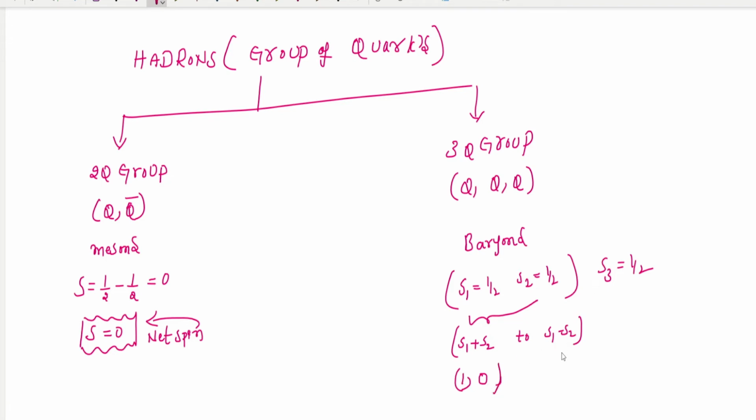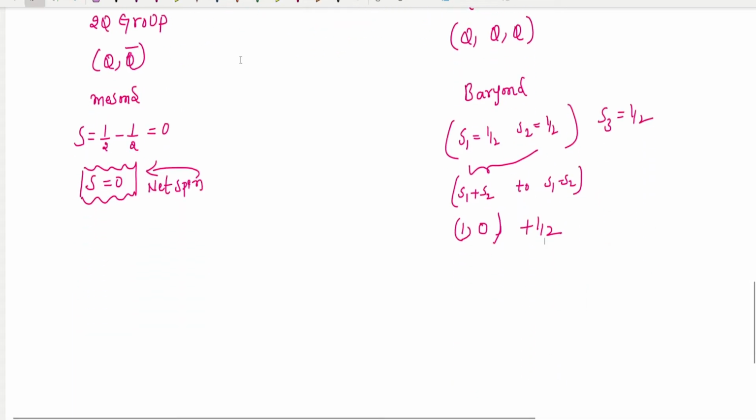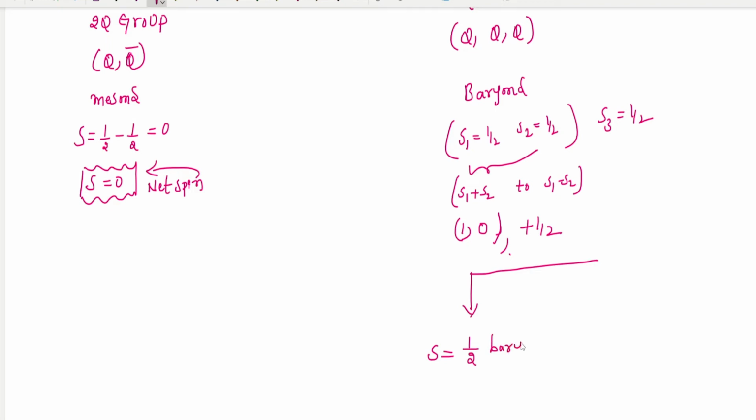Then I'm going to add the third particle, plus 1/2. Then we can get two different types of particles. In case you try to recognize this, these are spin 1/2 baryons, and these are spin 3/2 baryons.